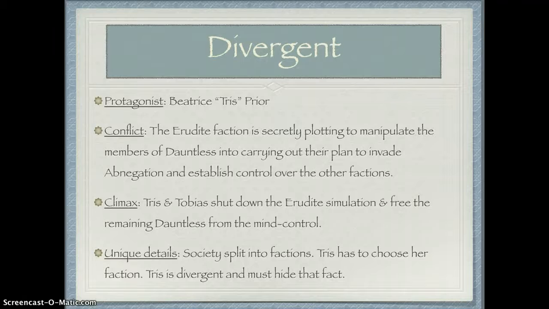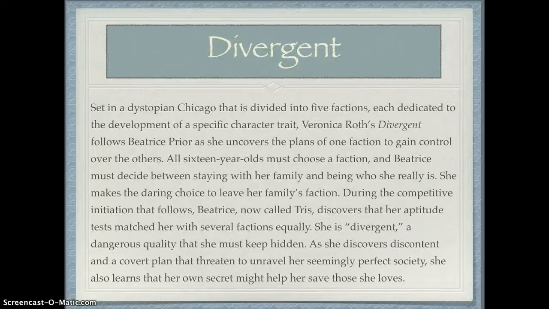So let's take a look at my summary for Divergent. I will tell you this one, I think, is 6 sentences long, so it's a little bit longer. I had a hard time getting it down. Maybe you could do better than me. Let's see. Set in a dystopian Chicago that is divided into 5 factions, each dedicated to the development of a specific character trait, Veronica Roth's Divergent follows Beatrice Pryor as she uncovers the plans of one faction to gain control over the others.